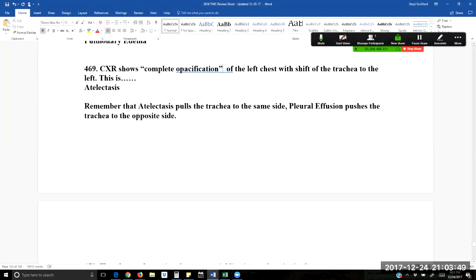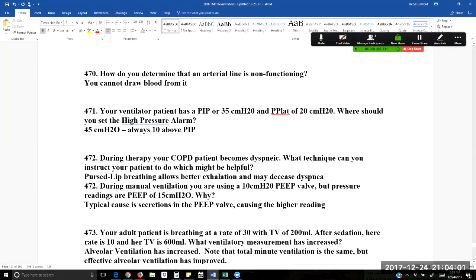Complete opacification of the left chest with a shift to the left: atelectasis. Atelectasis pulls the trachea to the same side. Pleural effusion pushes the trachea to the opposite side.